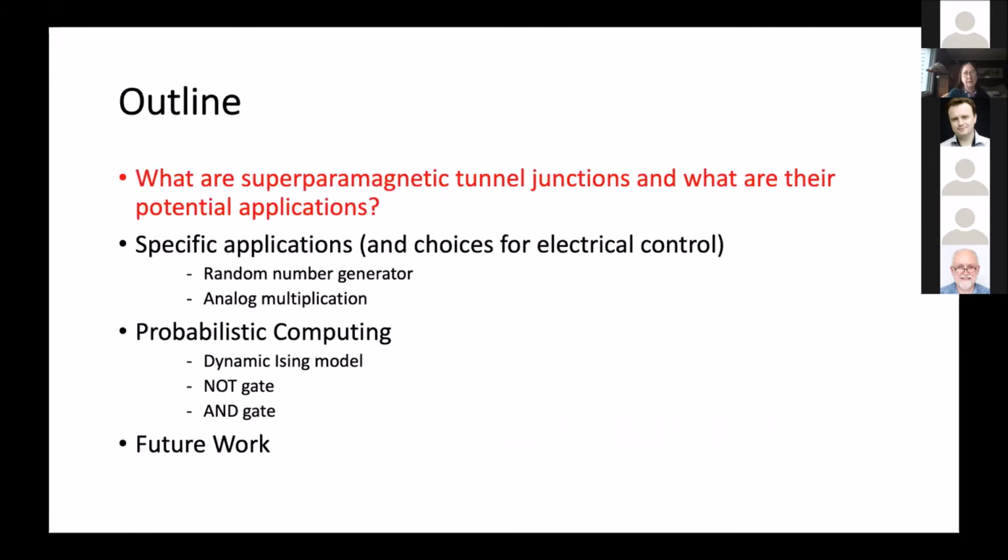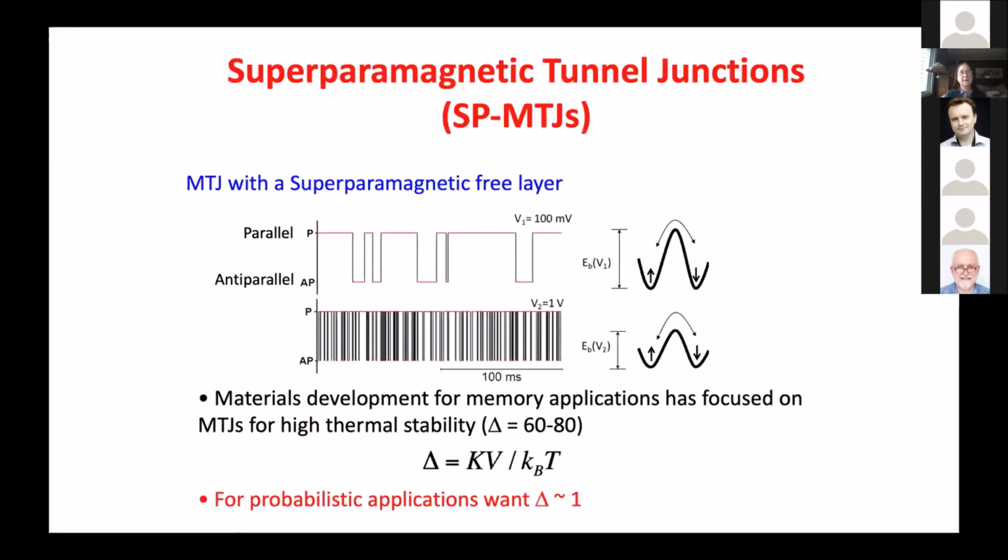So again, I want to start by saying what these tunnel junctions are and a little bit about the applications. I want to say a little bit about two of the applications that we've demonstrated, but then say more about the most intriguing application, which would be use in probabilistic computing. So I want to explain how that works and show some experimental results and finish up with a discussion of future work.